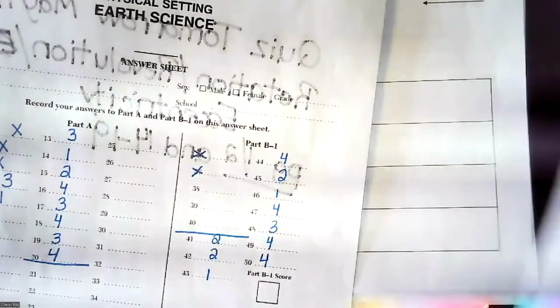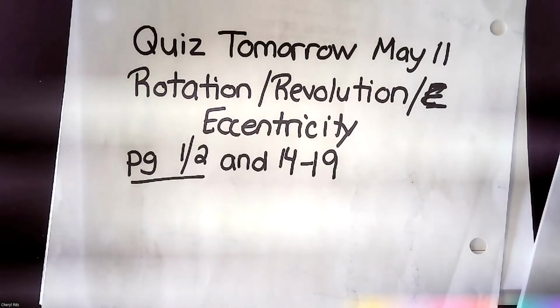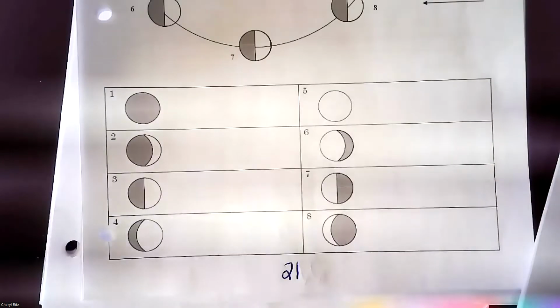All right, well then we will move on with the day. So put that away again. Remember, quiz tomorrow: rotation, revolution, eccentricity. Oh yeah, and keep those around. Just because we are done with the multiple choice, we're gonna come back to the short answer. So we're gonna move on to moon phases.